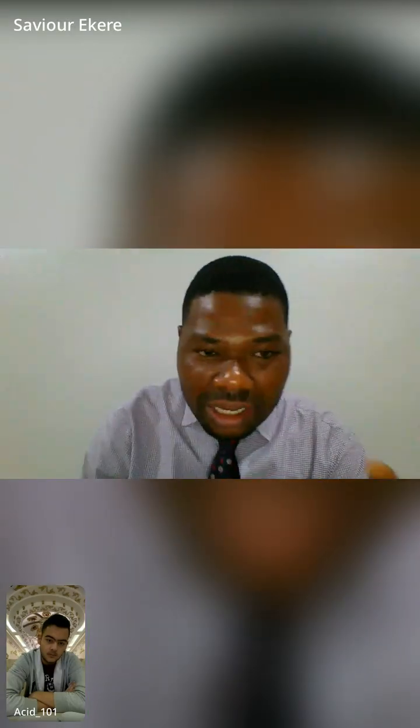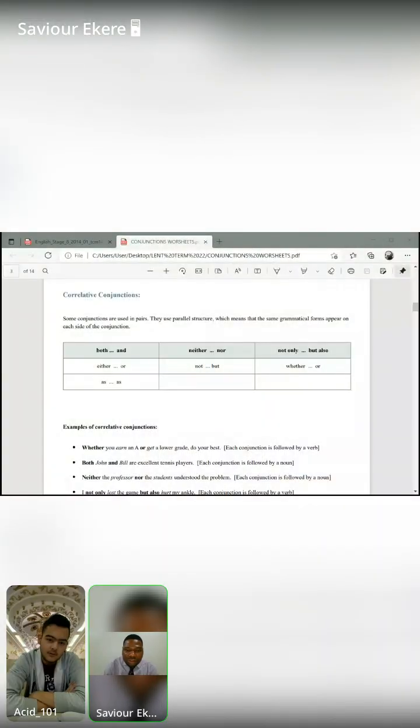So examples of the correlative conjunction, we have both and, either or, neither nor, not only but also, whether or, not but, and as. Look at this example. Whether you earn an A or get a lower grade, do your best. Whether or, we are using this one as an example now.